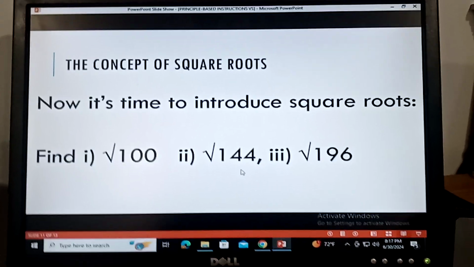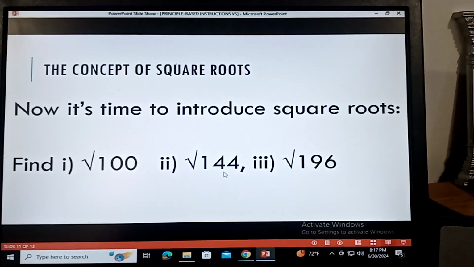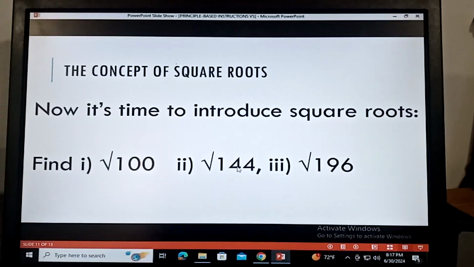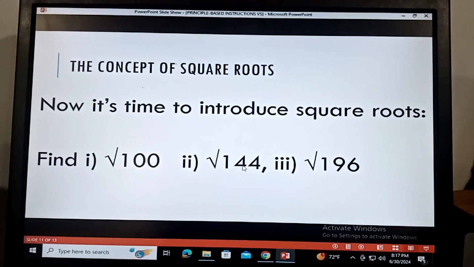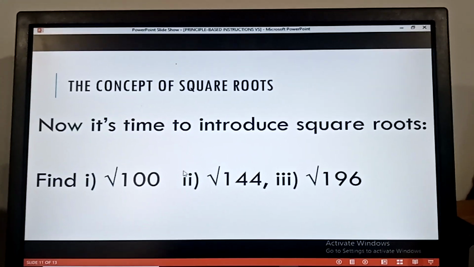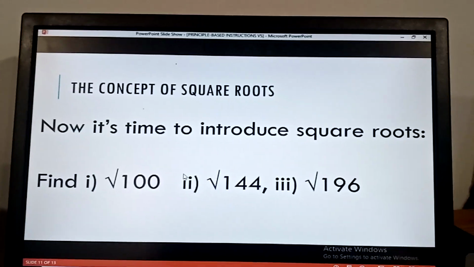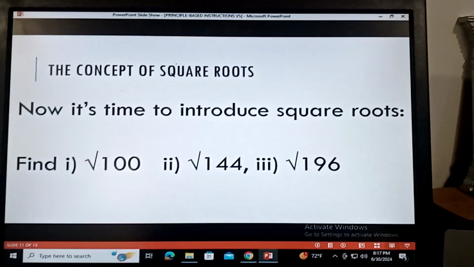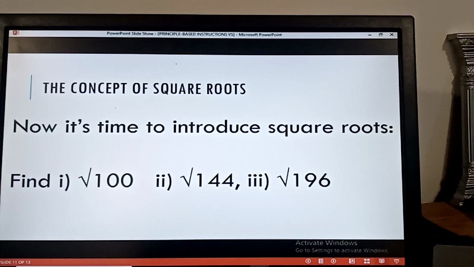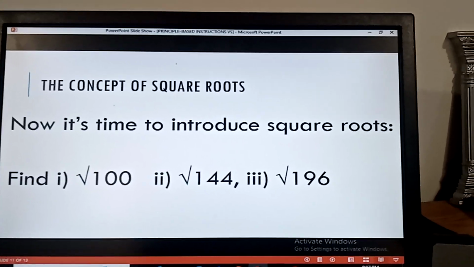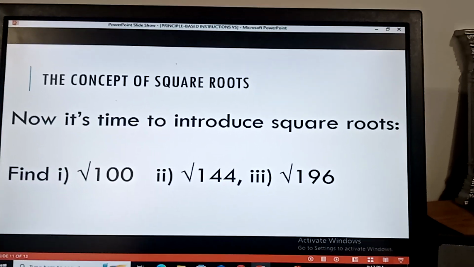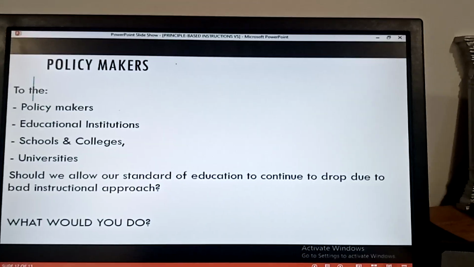So you don't just cut corners, start from somewhere and say, oh, today we are going to talk about square roots. So you have to add the sums of their digits and subtract 2, which does not apply to all numbers. We tried, some of them worked, some didn't. So is this teaching principle-based instruction or rote learning? I leave that question for you to answer.